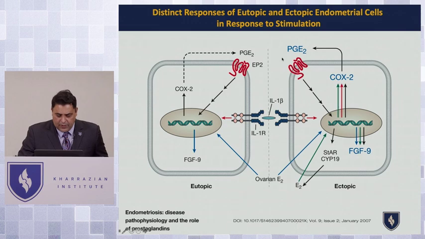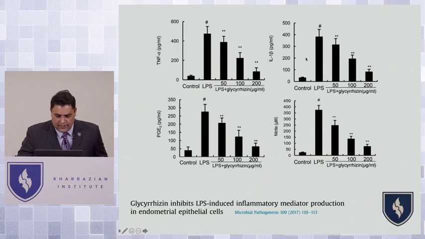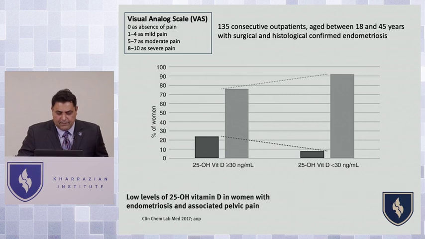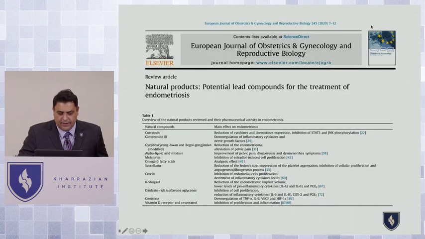So here we go, PGE2. Prostaglandins turn on eutopic responses within the uterus and ectopic responses outside the uterus. And there have been some studies. One was published on glycyrrhiza. Glycyrrhiza has an effect of protecting against leaky gut-induced inflammatory responses in the endometrium. Vitamin D has been shown to help with the severe pain of women that have endometriosis between ages 18 and 45.